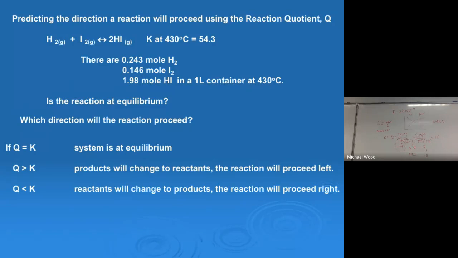Q is equal to K, is at equilibrium. And just like the second one we just did here, if Q is greater than K, then Q is going to move to the left. The products will change to the reactants. The reaction will proceed left, and then the opposite if Q is smaller.